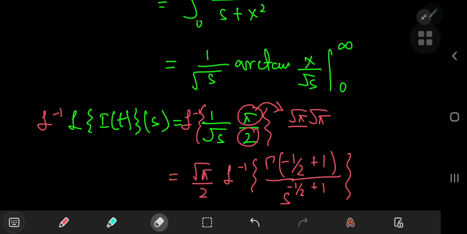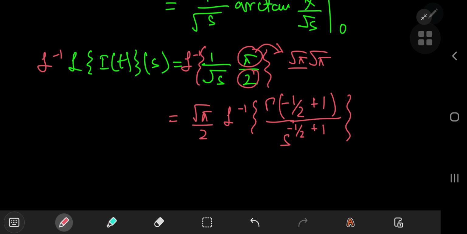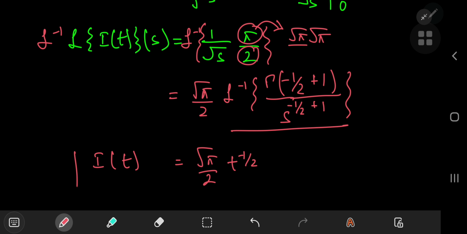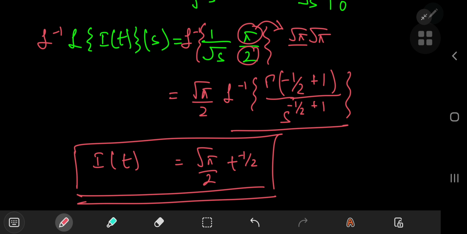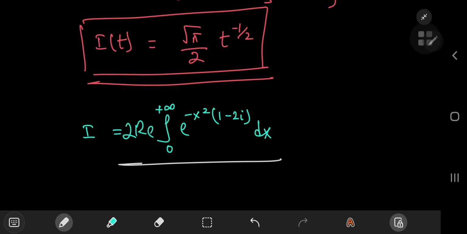So using our table of Laplace transforms again, we see that all of this evaluates to t to the negative 1/2. So this is the structure of your integral function I of t. And now let's take a moment to remember exactly what integral we had to evaluate. And here it is. So we're interested in the case where t equals 1 minus 2i. We only need the real part of it, and we have to double the result.